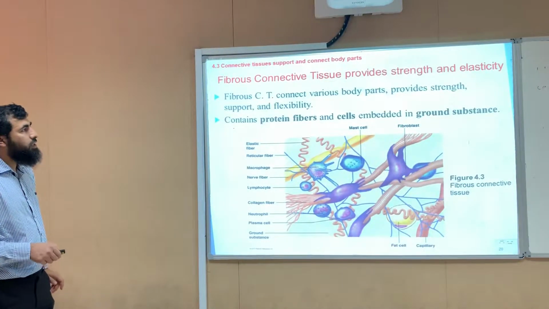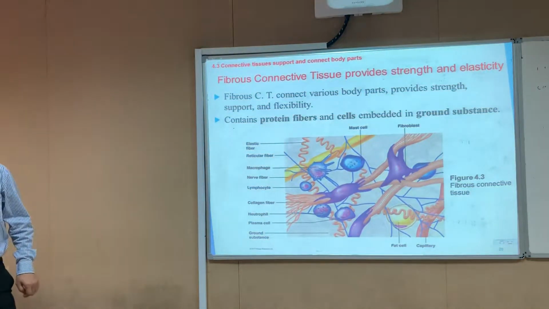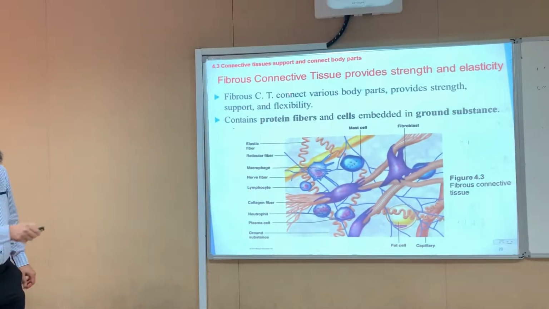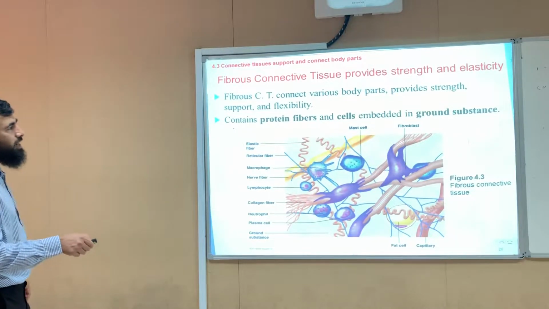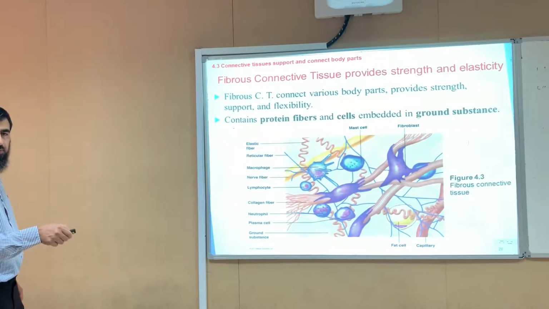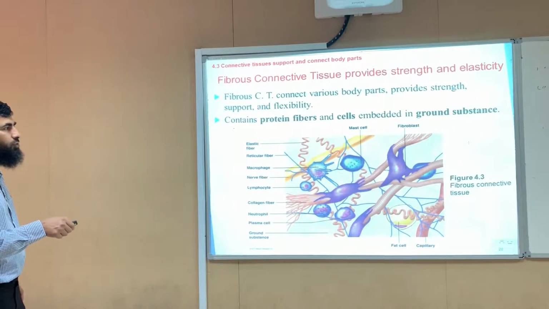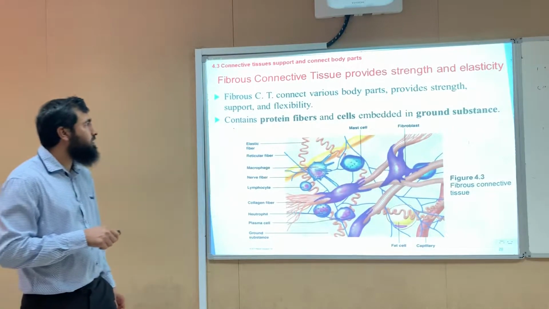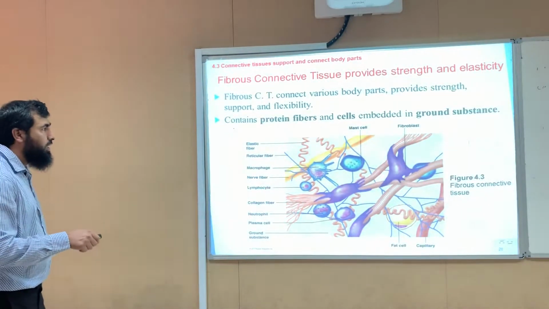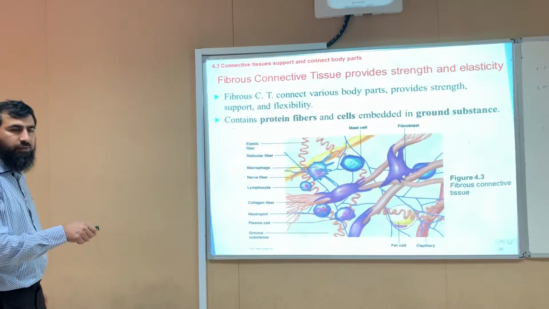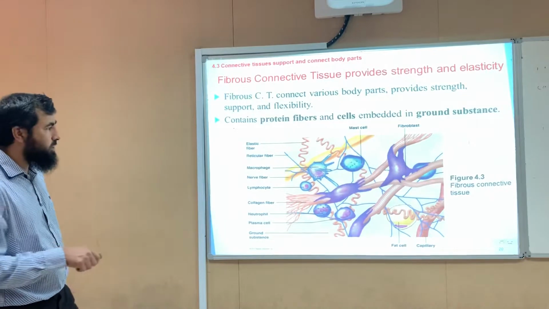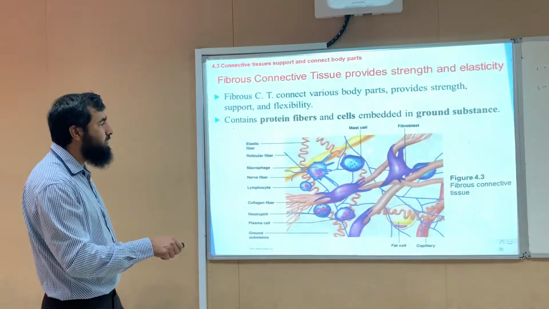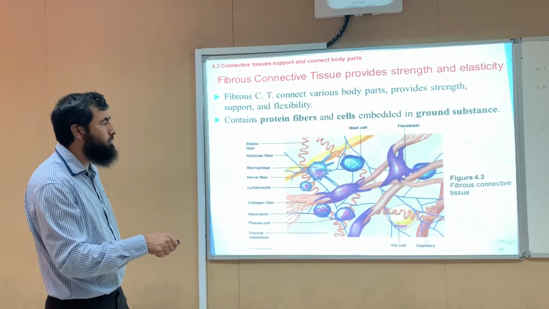All right. So if we look at the fibrous connective tissue to start off with, if you're seeing CT here, it's referring to connective tissue, okay? Just in case anybody asks. As we said, its functions are that it connects body parts and provides strength, support, and flexibility, okay? Now they have protein fibers and cells embedded in a ground substance. The ground substance is made up of water, ions, proteins and carbohydrates.